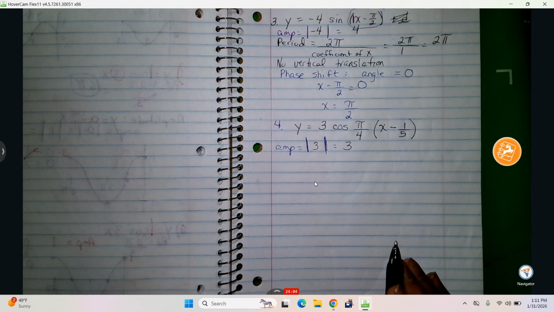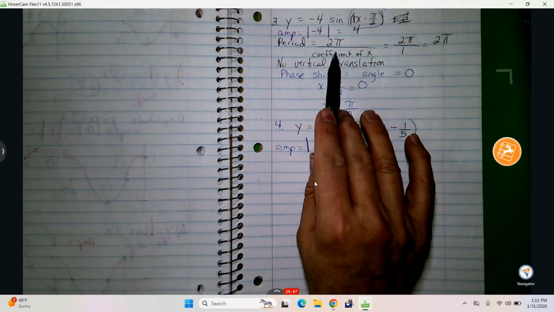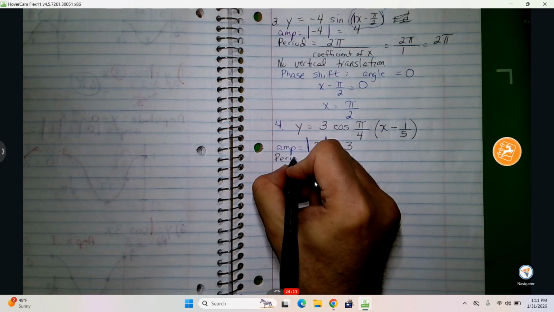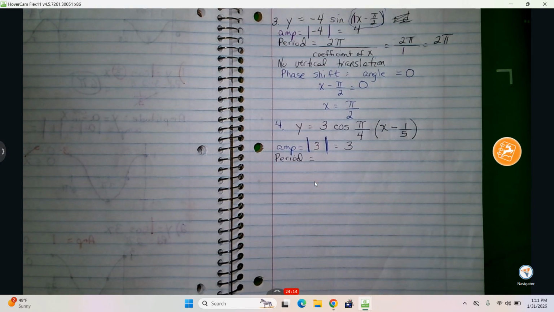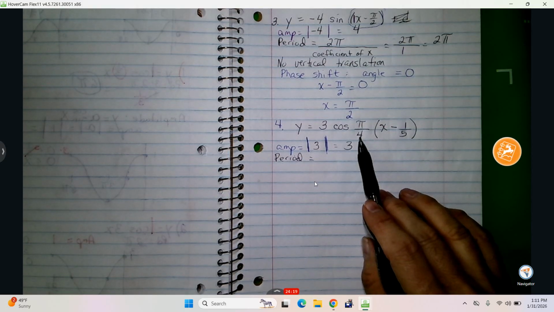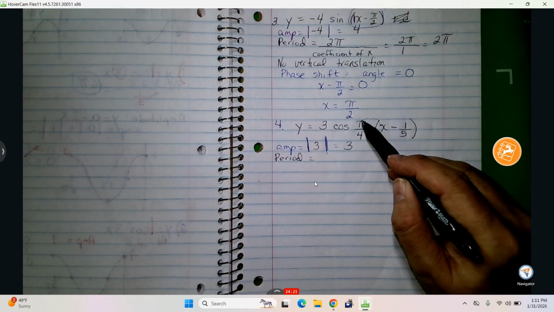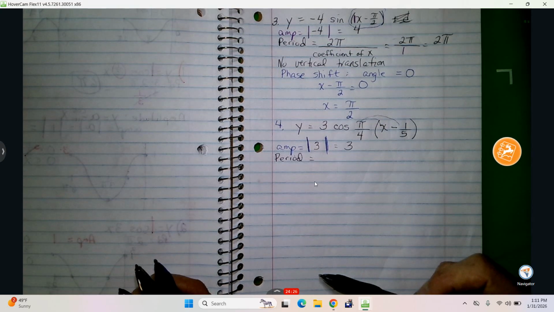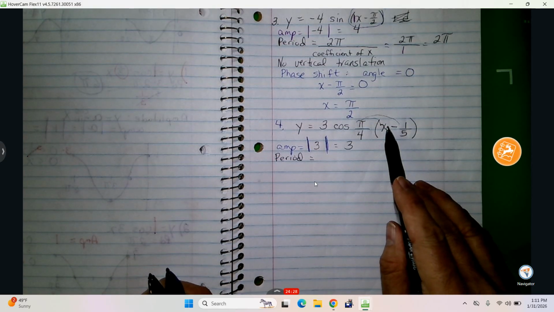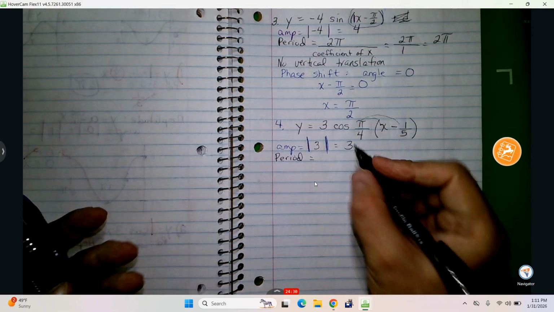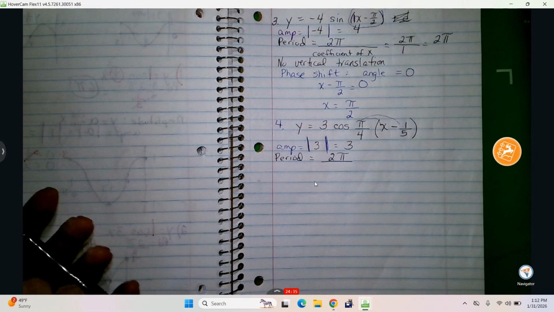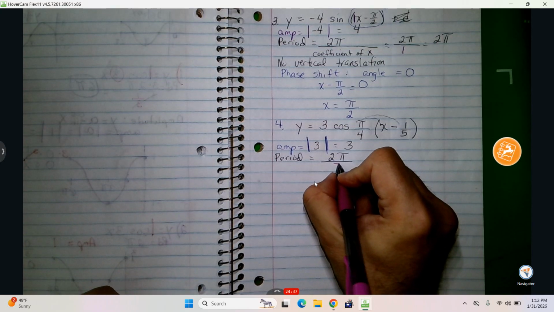Then, let's calculate the period. The period is 2 pi over the coefficient of x, and it might be tempting to say 2 pi over 1, but be careful. This pi over 4 here, doesn't it really mean that both of these are being multiplied by pi over 4? So the coefficient of x really isn't a 1, is it? What is it? It is a pi over 4.